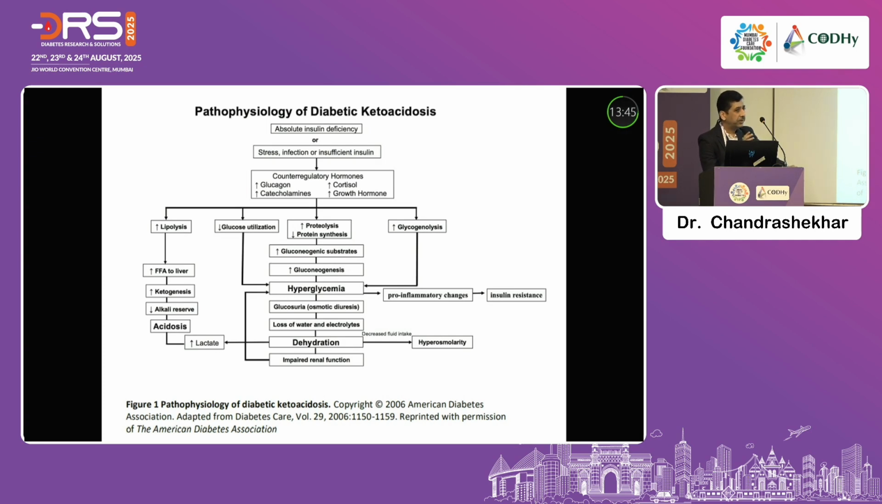I won't go into detail on pathophysiology, but DKA starts with absolute insulin deficiency, or relative insulin deficiency in the presence of stress or infection, where there is a surge of counter-regulatory hormones which increases lipolysis, increasing free fatty acids to the liver. Then there is increased ketogenesis and increased ketones, which decrease the alkali reserve and produce acidosis. So overall, in DKA we have acidosis, dehydration, and hyperosmolality. Those are three areas we need to manage properly.